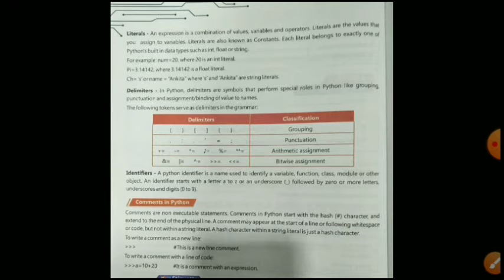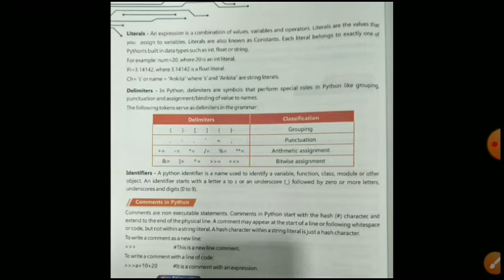Pi = 3.14142, where 3.14142 is a float literal. ch = 's' or name = 'Ankita', where 's' and 'Ankita' are string literals.